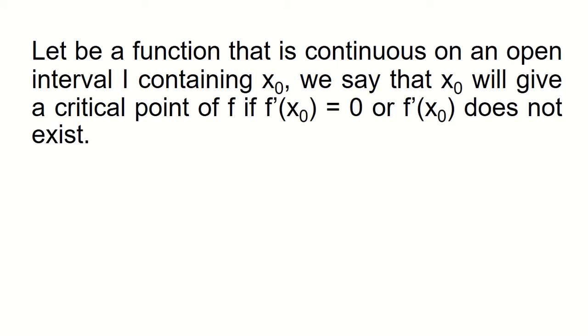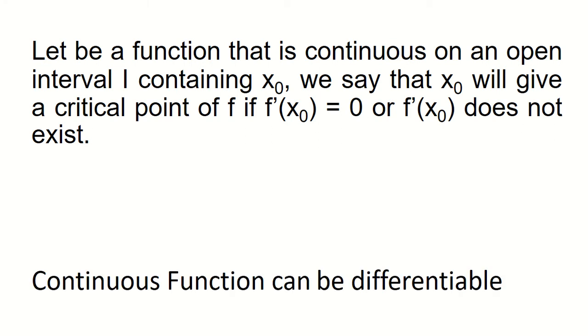So let's define. Let f be a function that is continuous on an open interval I containing x sub o. So ang f natin yung function continuous na may x sub o sa kanyang interval. We say that x sub o will give a critical point of f if the first derivative of x sub o is equal to 0 or f prime of x sub o does not exist. It means, makuha natin yung critical point pag i-equate natin si 0 or it does not exist. Bakit? Kasi sa continuous function, it can be differentiable. Meaning, makuha natin yung first derivative.